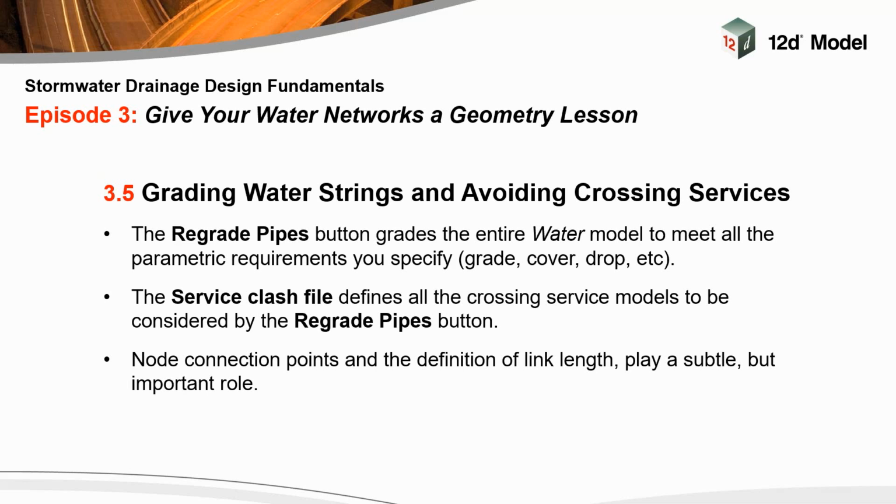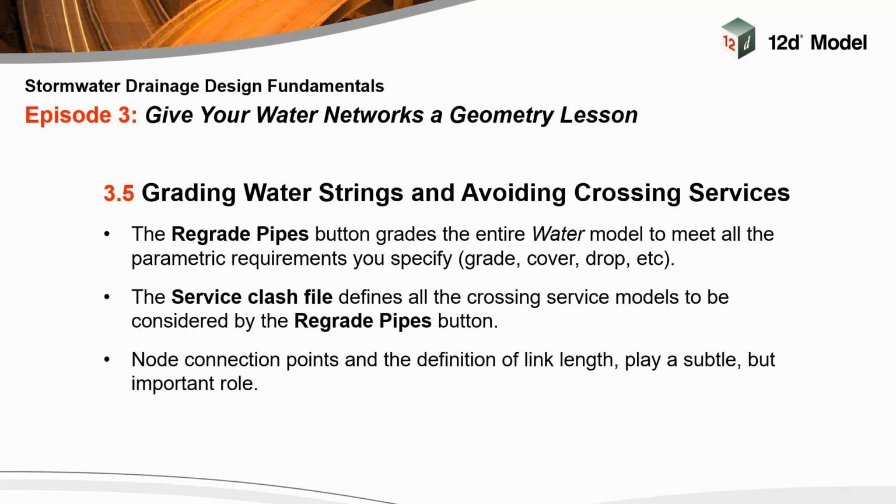But a couple more points I wanted to make here. Grading of water strings and avoiding crossing surfaces. I'll try and cover this quickly. What we're talking about here is how does the Regrade Pipes button do its thing? And how does it avoid crossing surfaces? And what do node connection points and the definition of link length have to do with all of this?